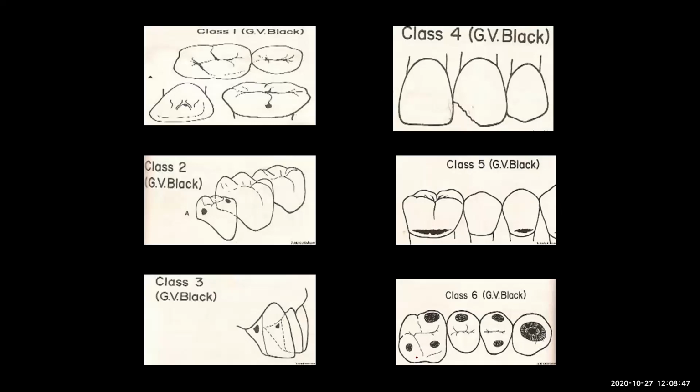What a lot of students will do is actually have a picture of these in their dental clinic book, so that they can refer to it while they are doing hard tissue charting. Class 1, 2, 3, 4, 5, and 6.